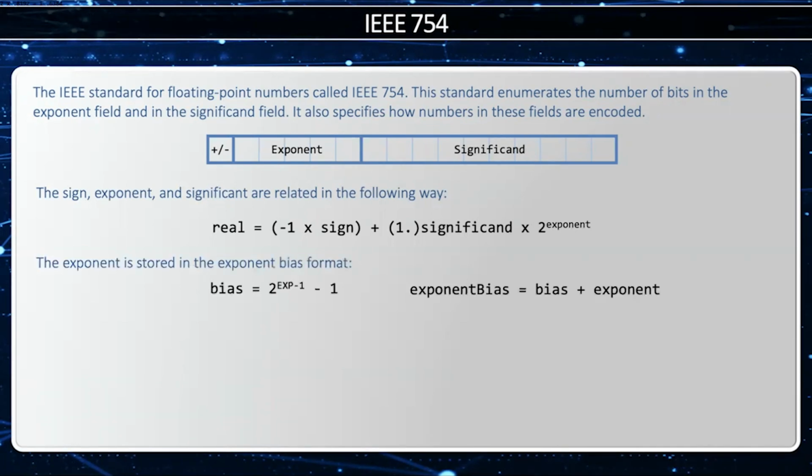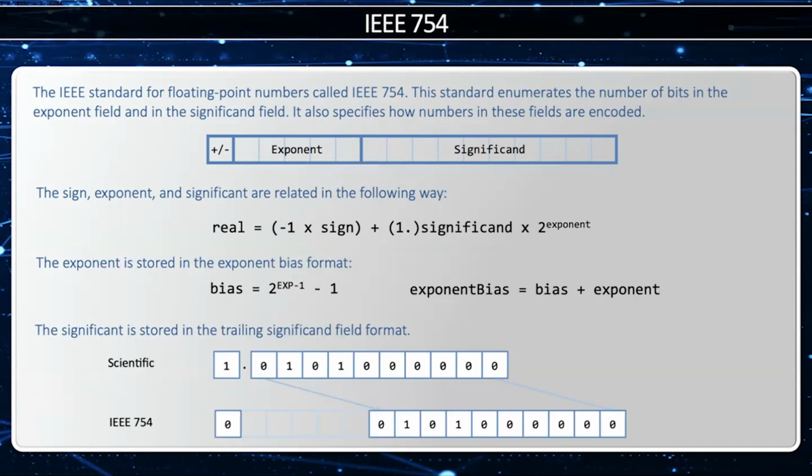Now, the exponent is stored in something called the exponent bias format, which is the bias plus the exponent. This is a signed integer similar to 2's complement, but a little bit different. And the significand is stored in something called the trailing significand field. It's a fixed point notation where the decimal point is one spot to the right of the most significant bit. Since the most significant bit is always 1, we can omit that, and it's basically all the decimal digits to the right of the decimal point.